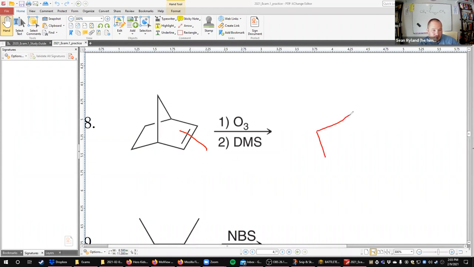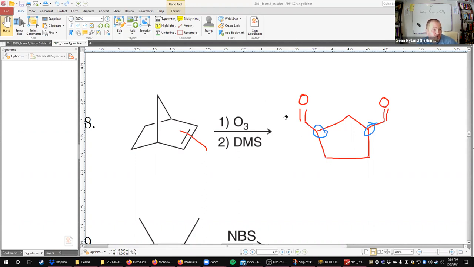So you'll be left with something that's a lot easier to draw, if you're not using a mouse to draw it anyway, where it's connecting. So these two were connected before, right? And so those are still where the other carbons are attached. They're just no longer attached together with an alkene bond. They each have a carbonyl instead.